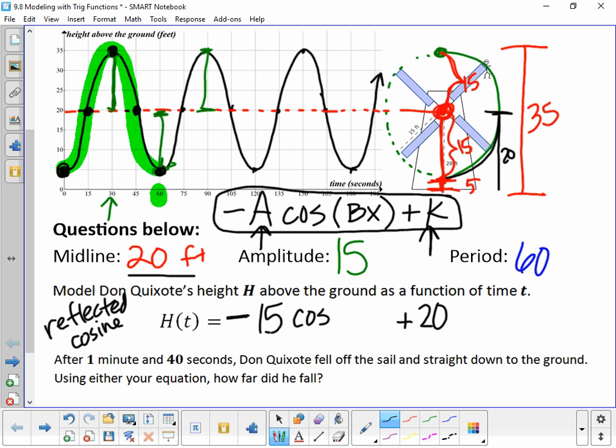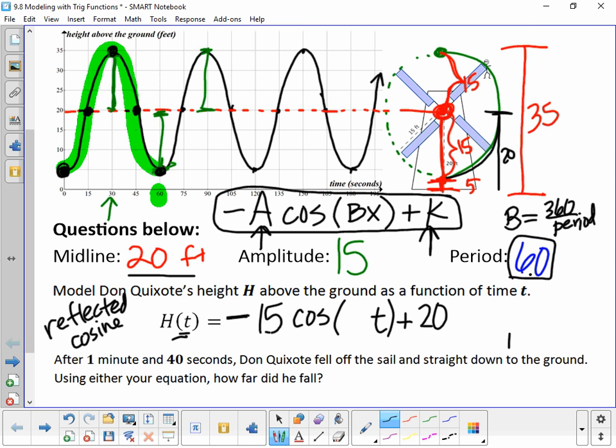Now we just need to figure out what b is. Something times x, or I guess we should use t here since it's according to time. Remember that the period does not go directly into the equation. We always have to calculate what our b value is. Essentially, it's telling you how many cycles happen between 0 and 360 or between 0 and 2 pi. We talked about it last time: b is either 2 pi divided by the period or 360 divided by the period. And I'm going to use 360.